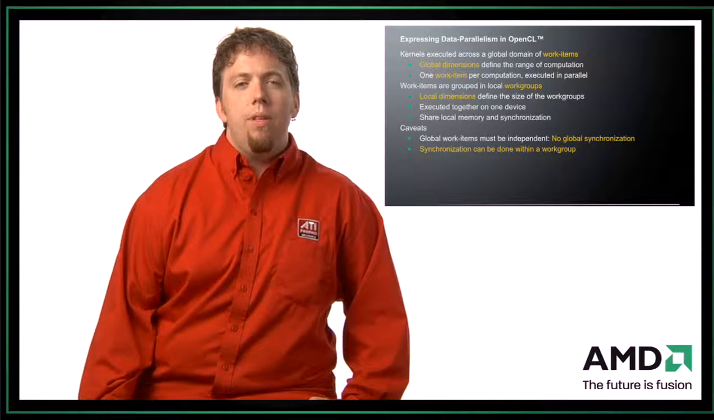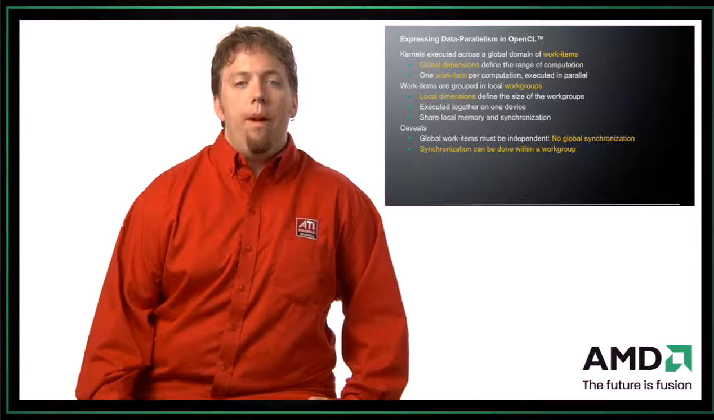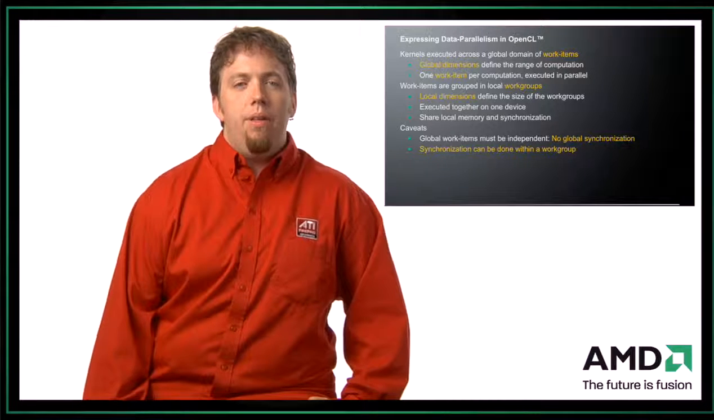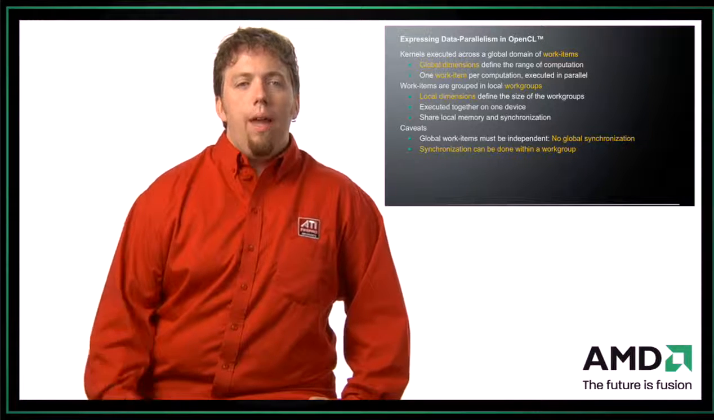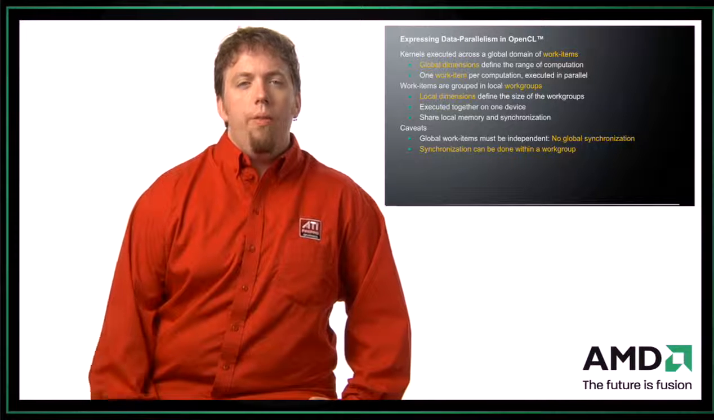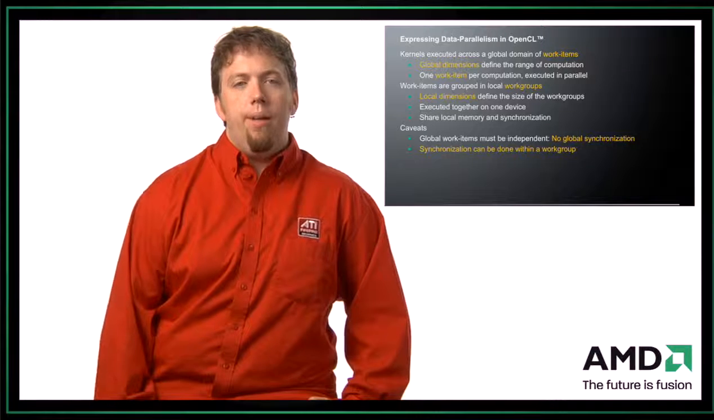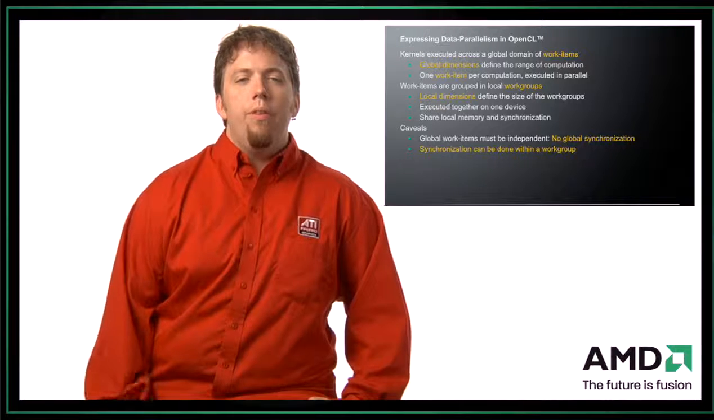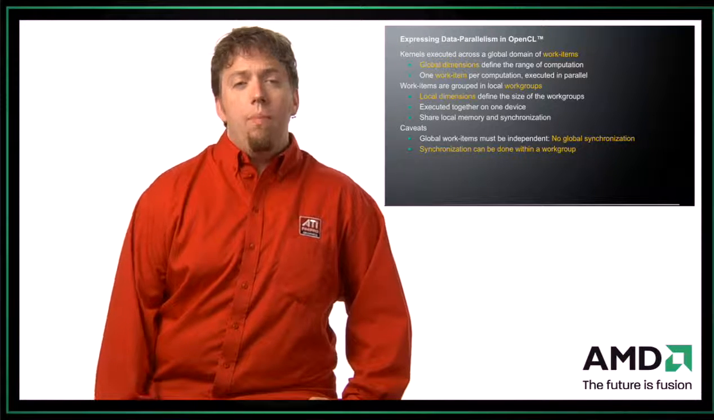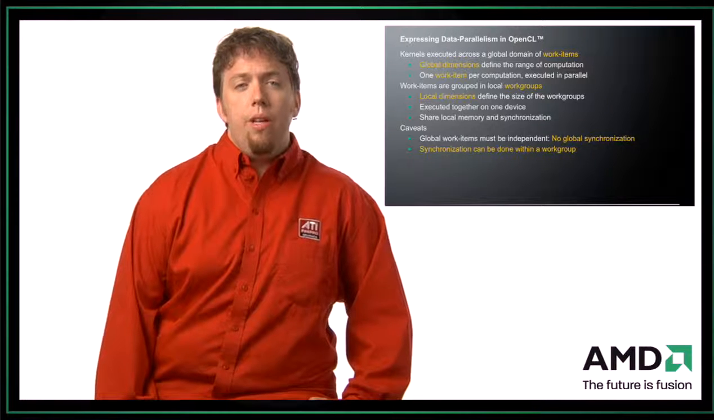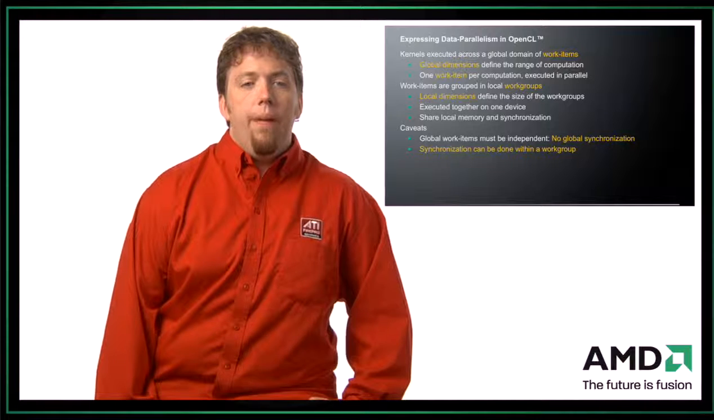Because the whole point of OpenCL is to let us use highly parallel devices to accelerate computation. So when we group our domain into work groups, we know that those work groups will be executed together and they can share resources and collaborate together. So there are some caveats though. Global work items must be independent. So there's no synchronization between global work items, only between work items within a work group.